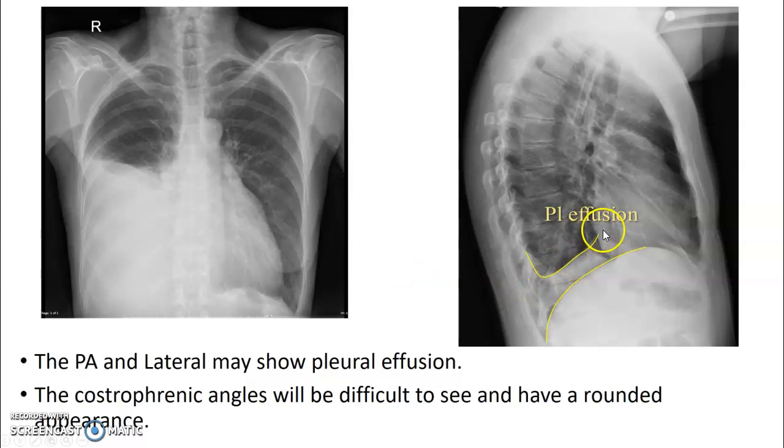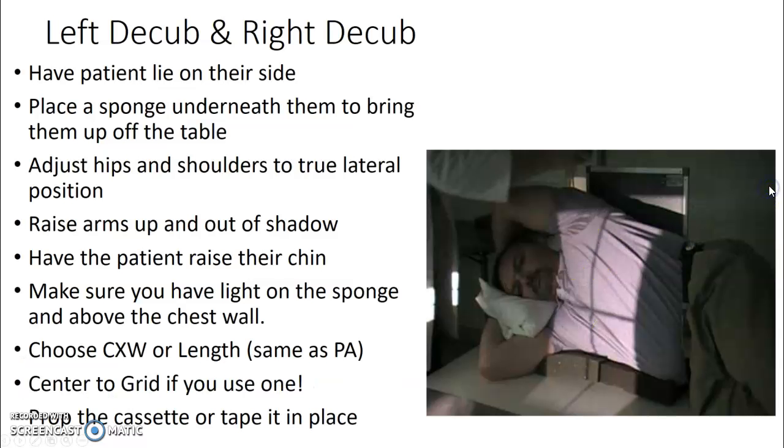And you can see on the lateral the difference between the two costophrenic angles. Here is the left side coming down to a point. The right side is rounded, and there's a clear space in between the two, so they're not expanding symmetrically.